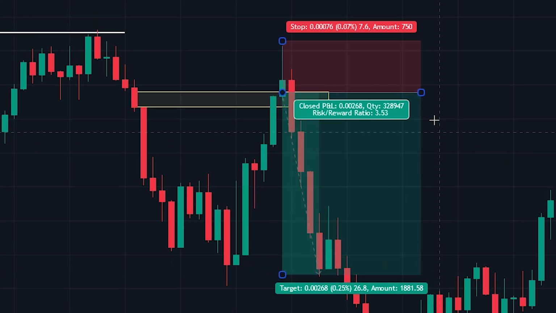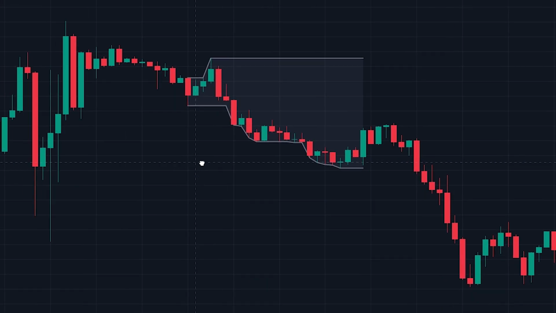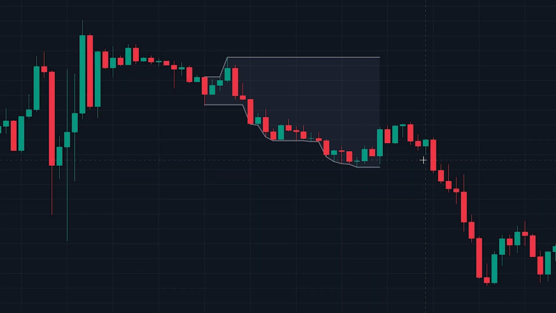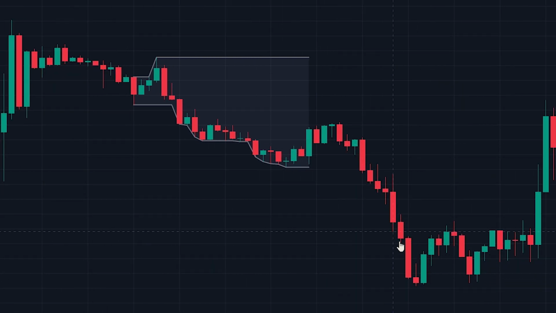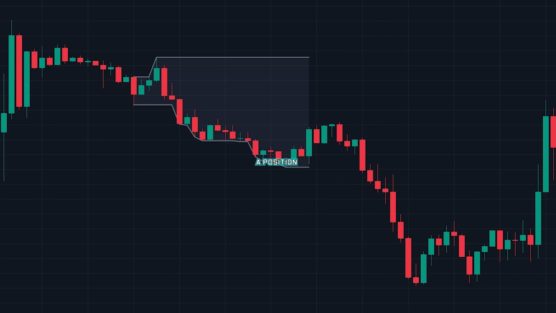there are still some entries that you shouldn't take. As you can see here, we will not be looking for an entry. This is because even though price did reach the Asian lows, the price proceeded to go even lower instead of making an instant reversal.